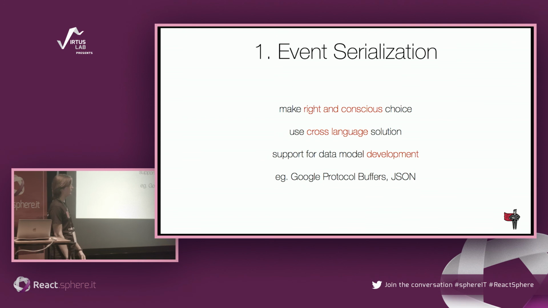So the cool stuff we used is Google Protocol Buffers. They're really cool because they have a schema. And other guys use JSON. It's also okay, but I really prefer Google Protocol Buffers.